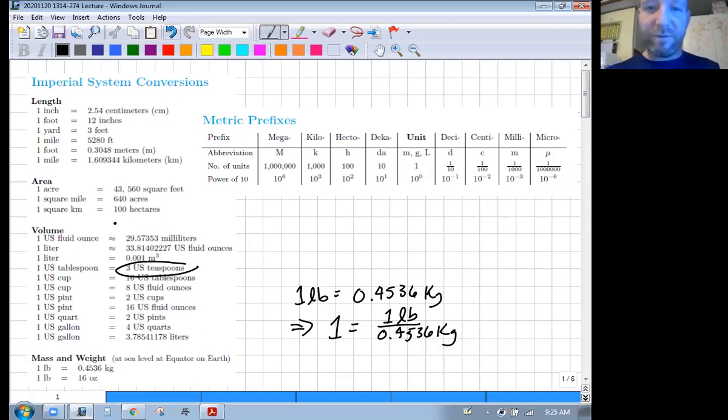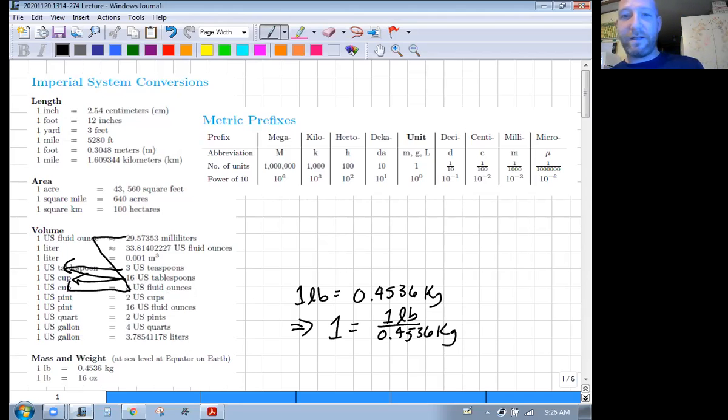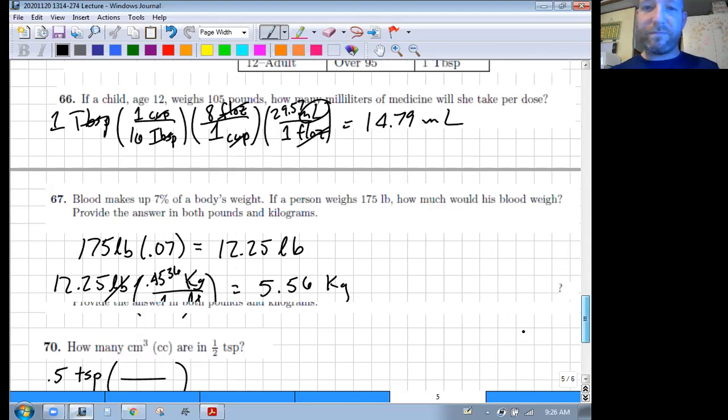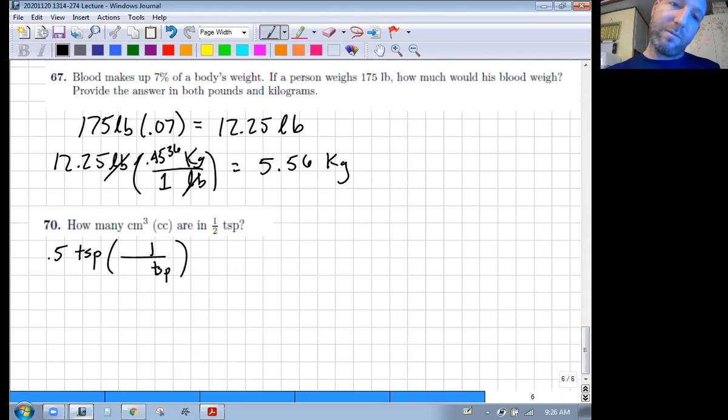I'll have to go from teaspoon to tablespoon, tablespoons to cups, then cups to fluid ounces, fluid ounces to milliliters, and then milliliters to centimeters. Great. All right, so 3 teaspoons make a tablespoon. 3 of these make 1 of those.